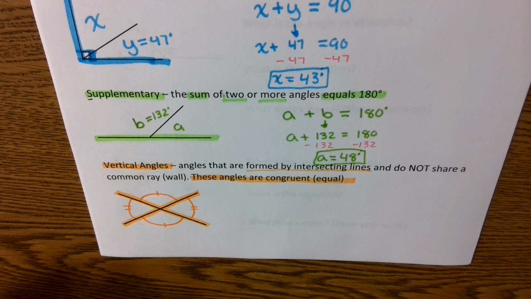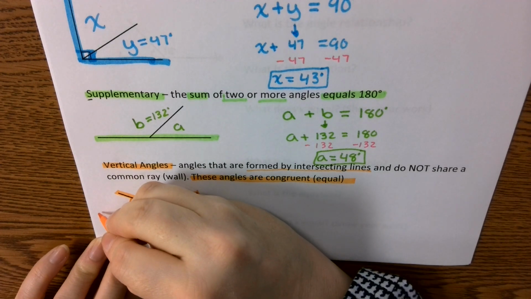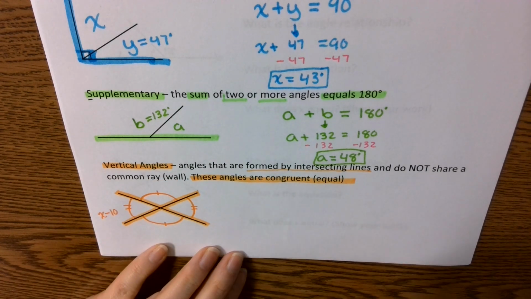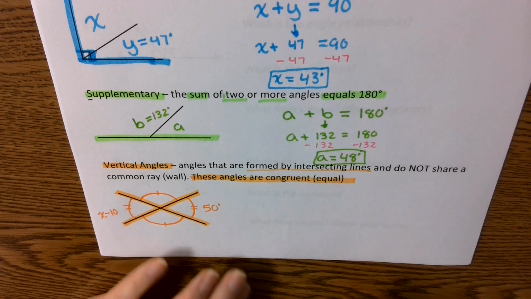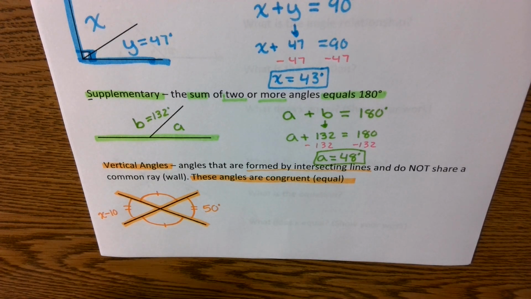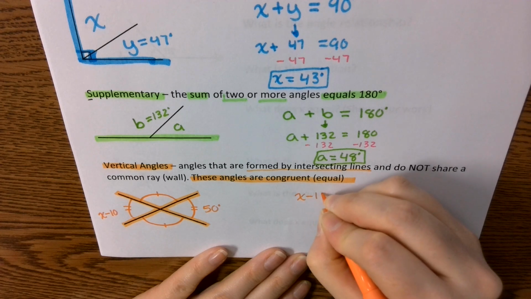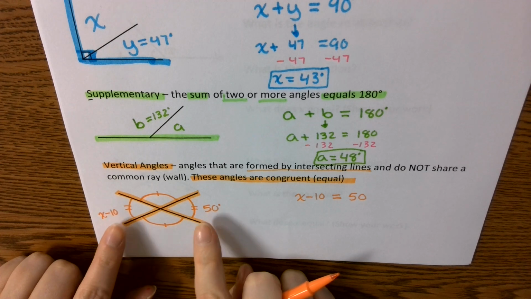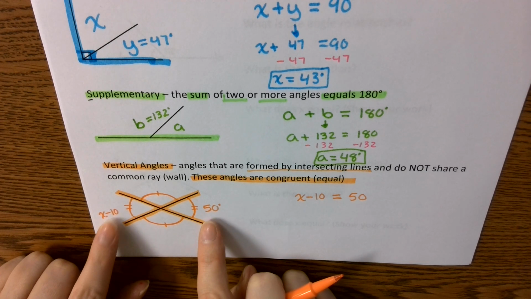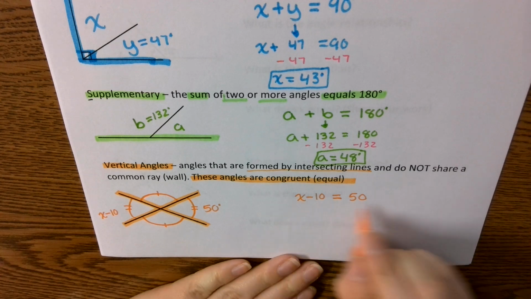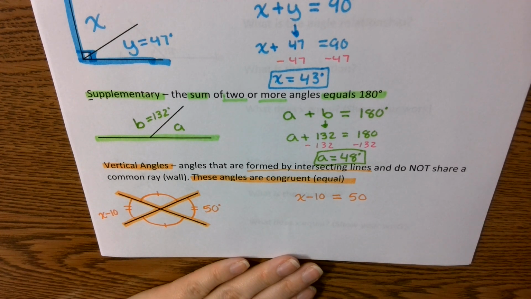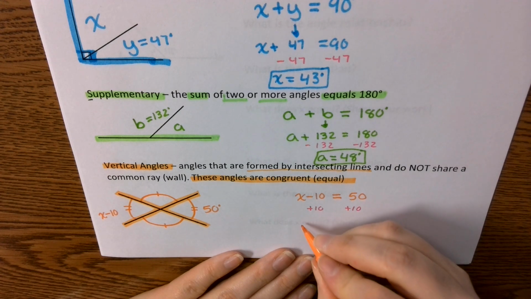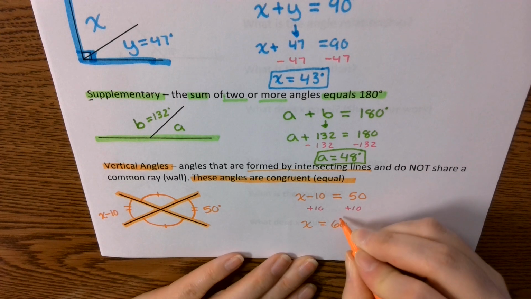So let's say that this left side happened to be the value x minus 10, and this right side's angle measurement was 50 degrees. Then my vertical angle relationship indicates that I can take x minus 10 and set it equal to 50 degrees because they are congruent to each other. They are equal to each other. They're supposed to be the exact same size. So I can create my equation, x minus 10 is equal to 50, and then I can solve from there. I would add 10 to both sides and get that the value of x in this situation is 60.